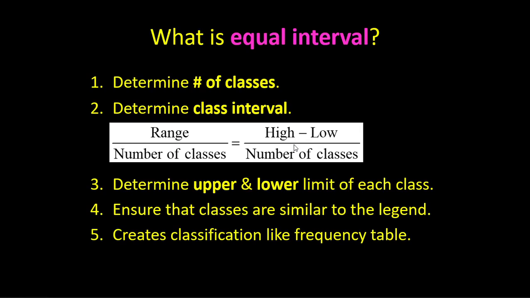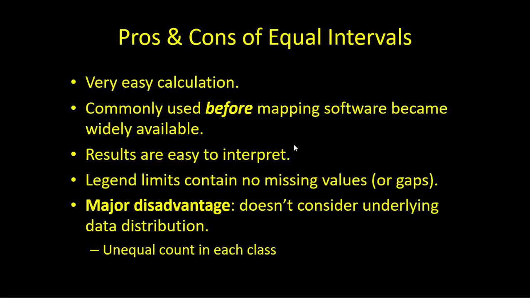So for example, our high value is 10, our low value is 2. 10 minus 2 is 8. Then divide by number of classes, 8 divided by 5. And then that's how we essentially start to then develop the upper and lower limits of each class.